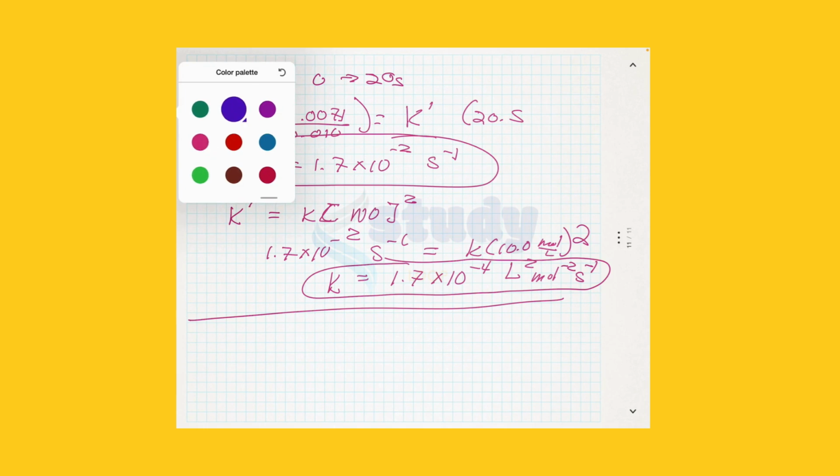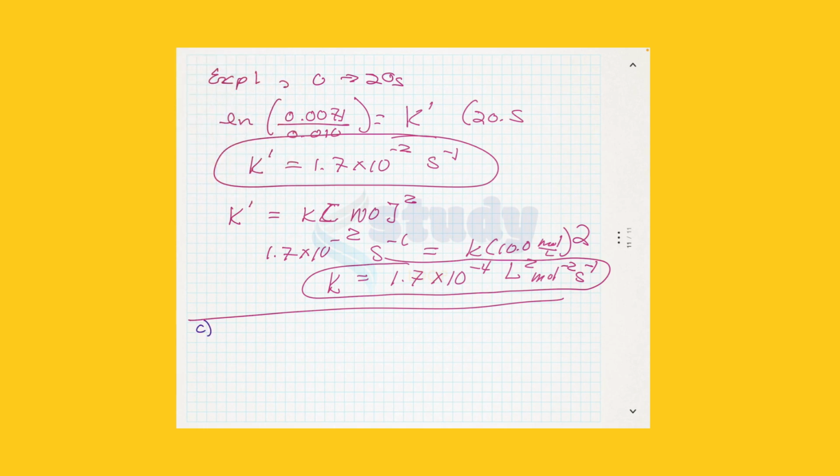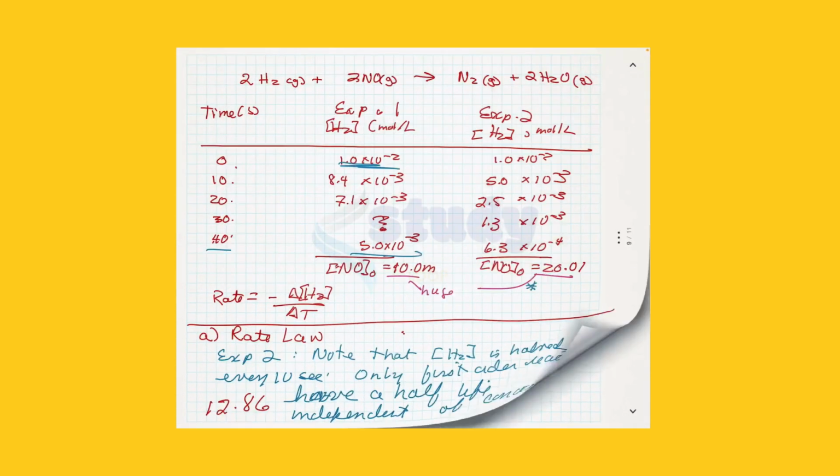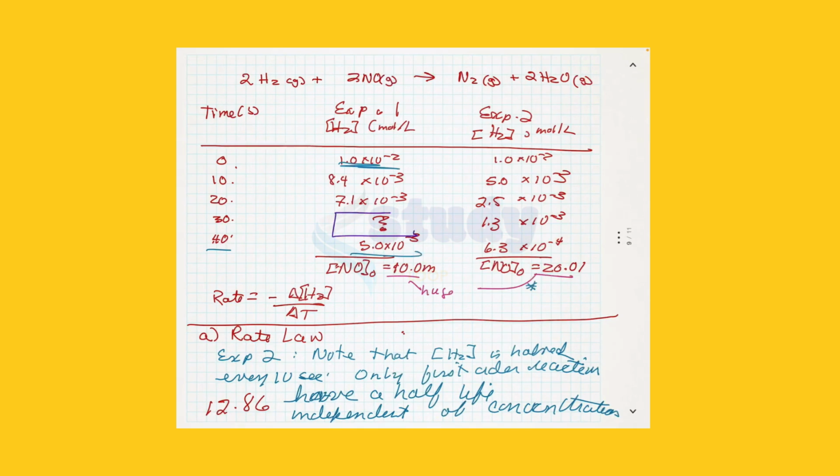And then last but not least, let's do C. Calculate the concentration of H2 at t equals 30 seconds. So if you go back to the table, you can see that this value was left blank, so that's what we're solving for.